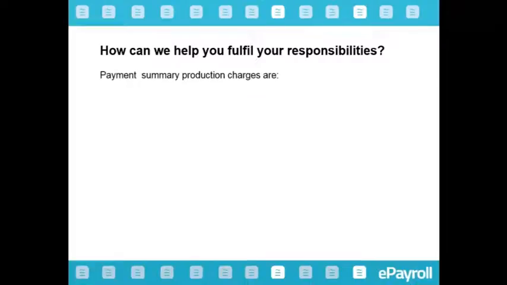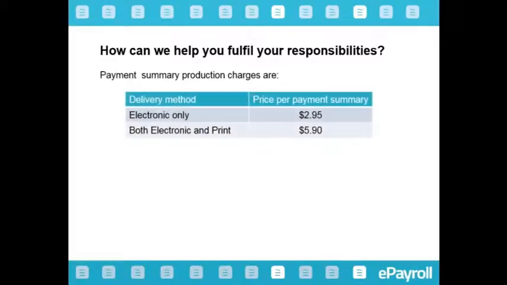There are charges for the payment summary production. If you'd like us to produce them electronically, and they'll be available online for individual employees, and you'll also get a PDF report containing all of them, that's $2.95 per payment summary. If you would like us to print those as well and post them directly to the employees, that's an additional $2.95 per payment summary for a total of $5.90 per payment summary.